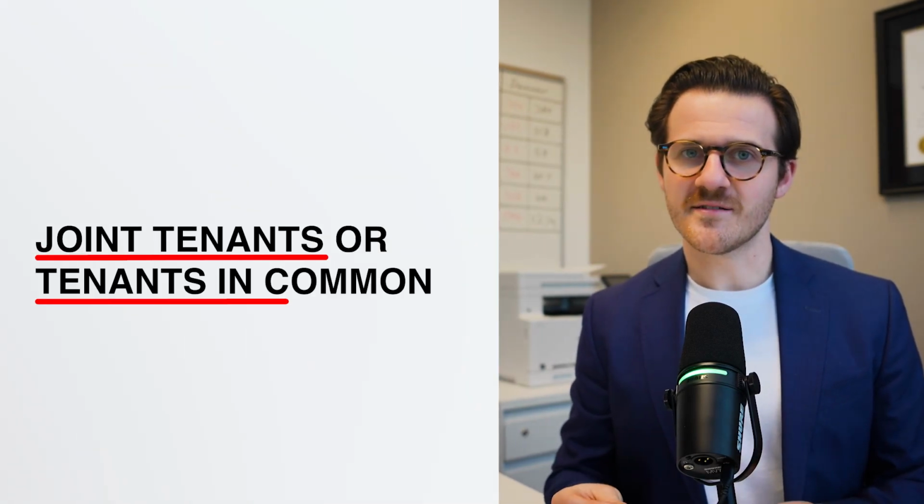If there's only one owner, none of this applies. But the moment there are two or more owners, Ontario Land Titles requires that ownership be structured one of two ways: joint tenants or tenants in common. Let's start with joint tenants.